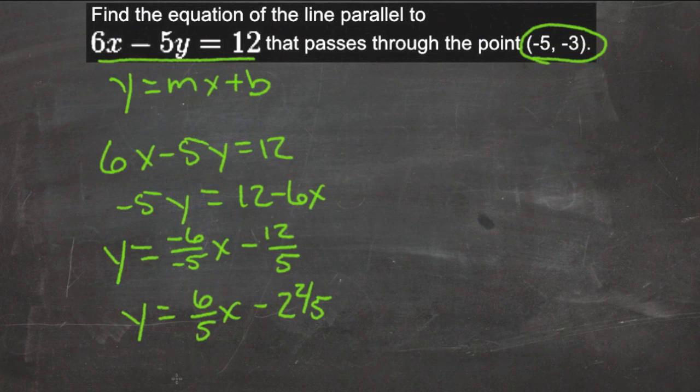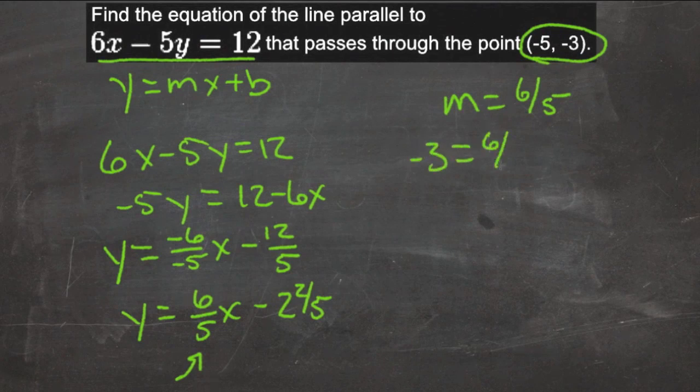Now we have our slope. We know that the slope of the other line also needs to be 6/5. So we're looking now for a line that has a slope m of 6/5 and goes through the point (negative 5, negative 3). So let's put that information into our y equals mx plus b form, and we'll get negative 3 equals 6/5 of negative 5 plus b, and we can solve for b.